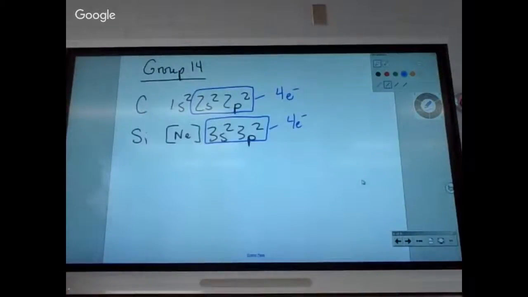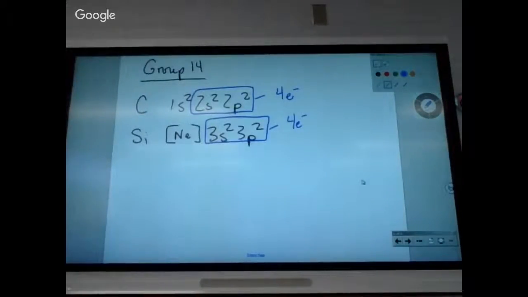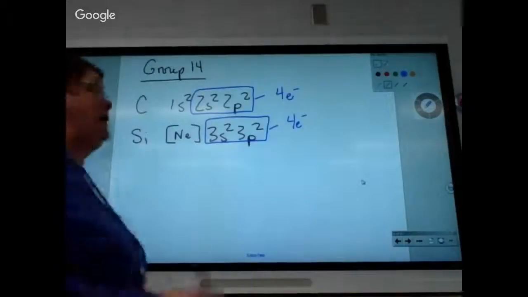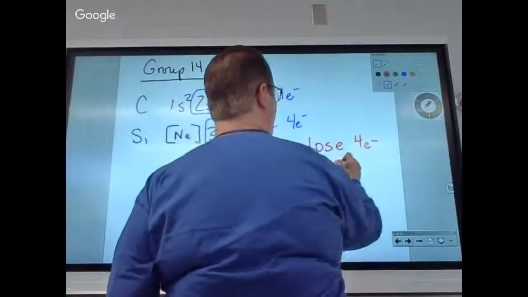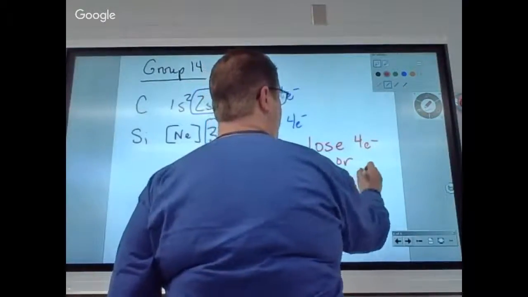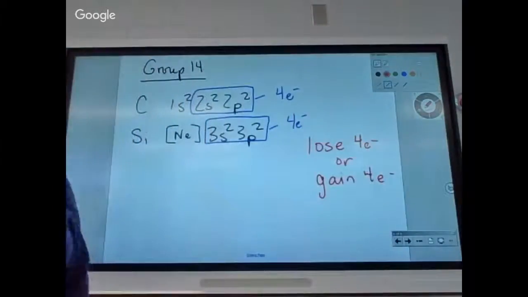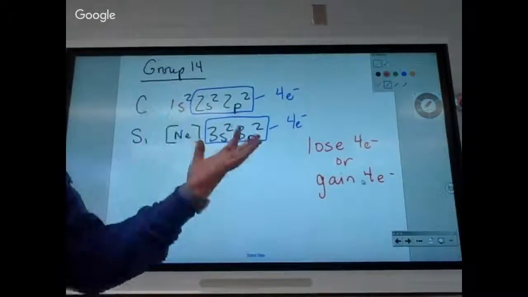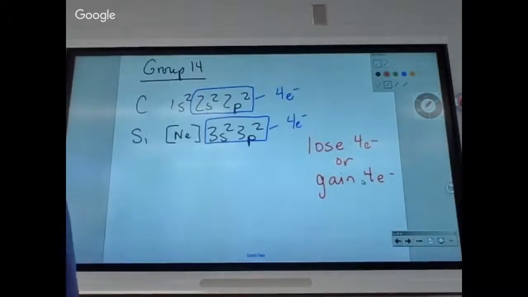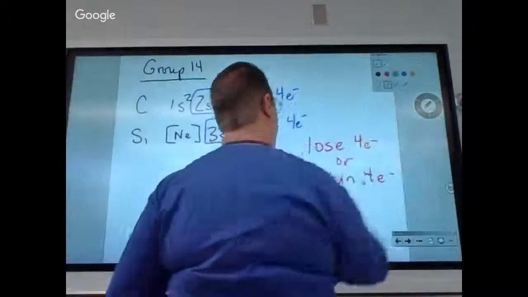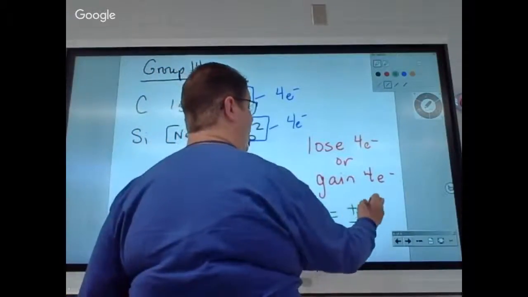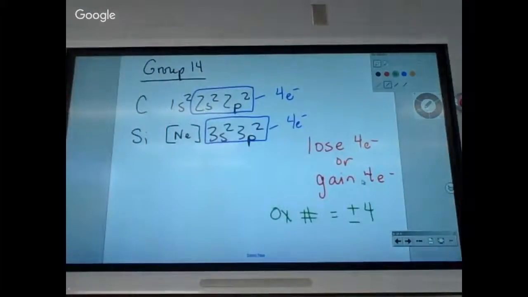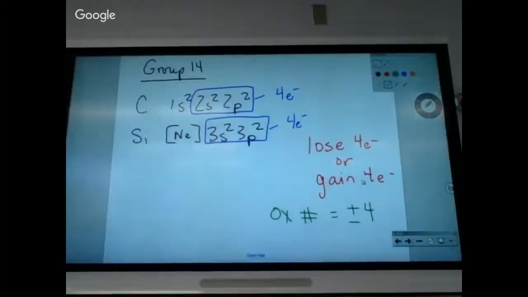So, if you have 4 outer shell electrons, what do you have to do to get to 8? You can do either thing. That's exactly right. Okay? You can either lose 4 electrons or you can gain 4. Because who's to say which is easier? So, if we can't decide which one's easier, what oxidation number do we have? That's right. Okay? So, since we don't know which one's easier, the oxidation number is plus or minus 4.